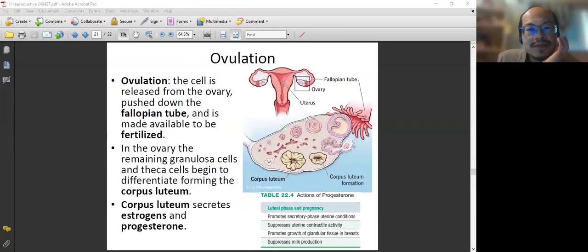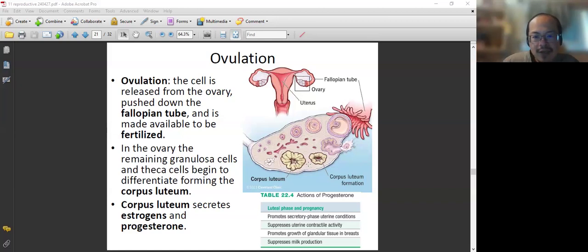Then ovulation. Ovulation is when the Graafian follicle ovulates. This ovulation will push the oocyte into the fallopian tube. So that's the ovulation. Quick question: ovulation allows the oocyte to enter which tube? That is the fallopian tube. After ovulation, we run into the second half of the menstrual cycle.